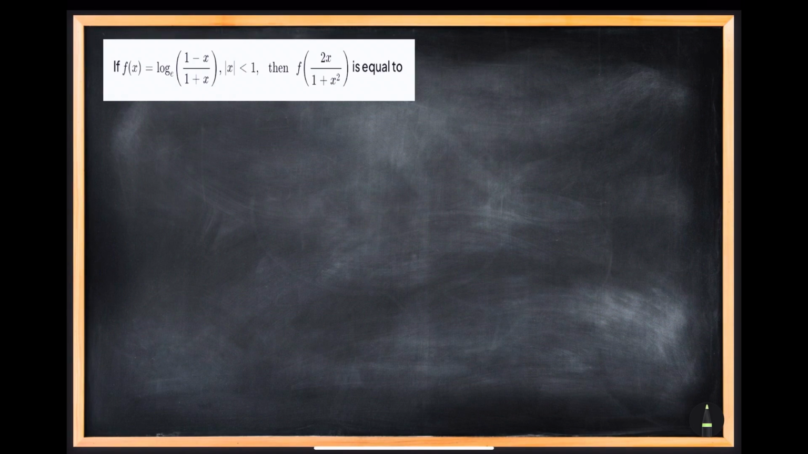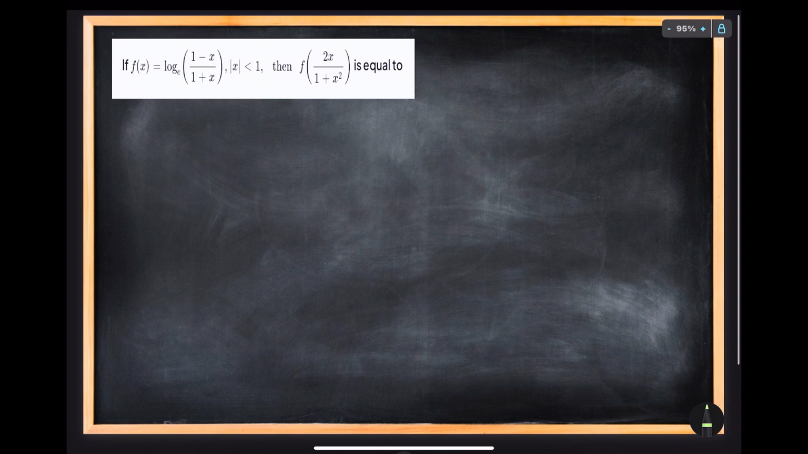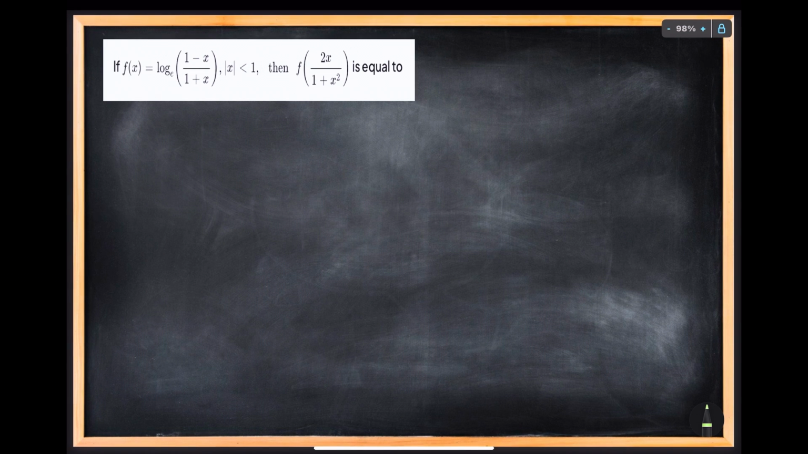So we got this situation to handle. We have been given f of x, and we are interested in finding f of this. So let's proceed. What does this mean? f of 2x upon 1 plus x square means that you have to replace x with this component.